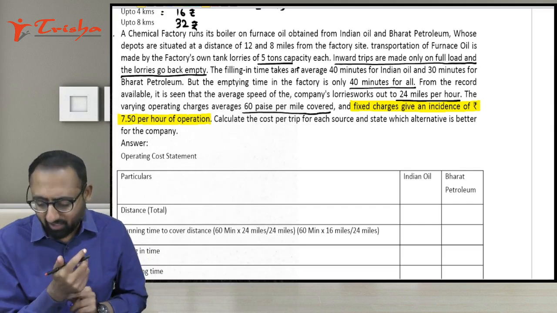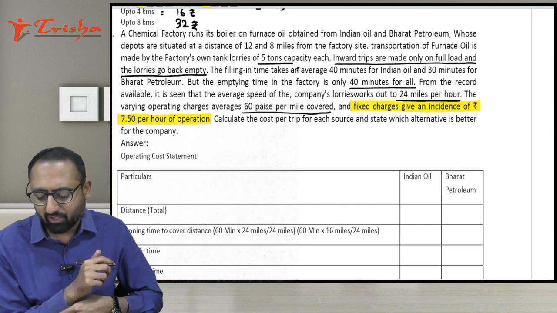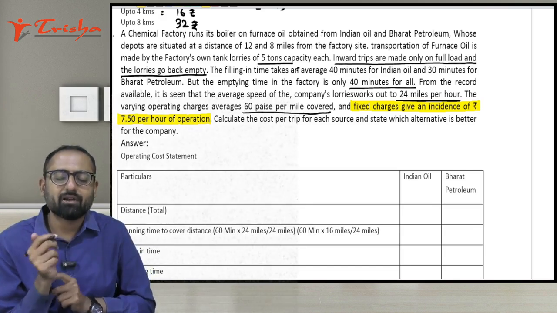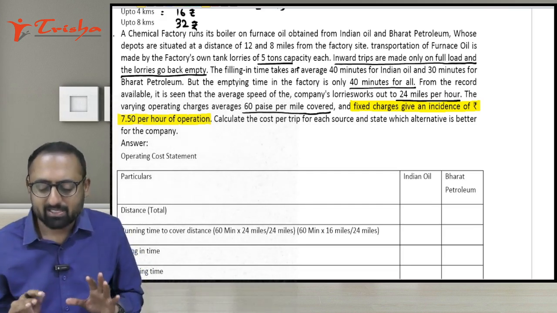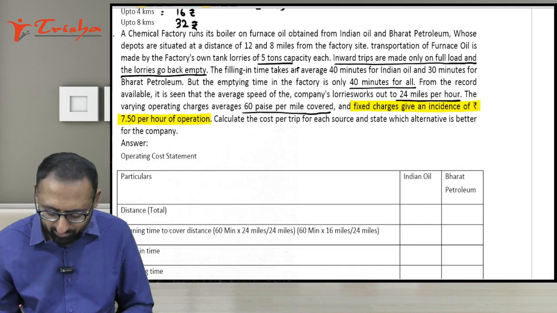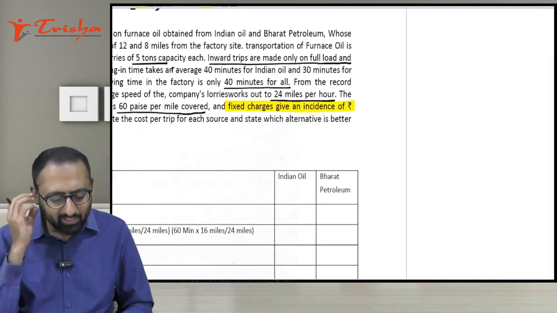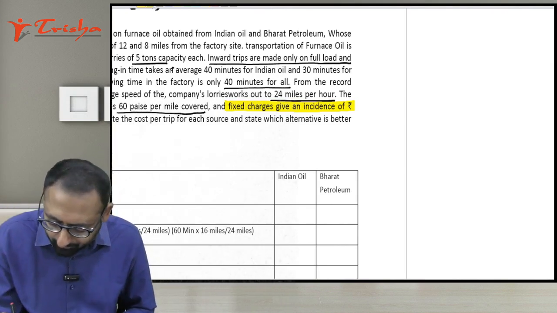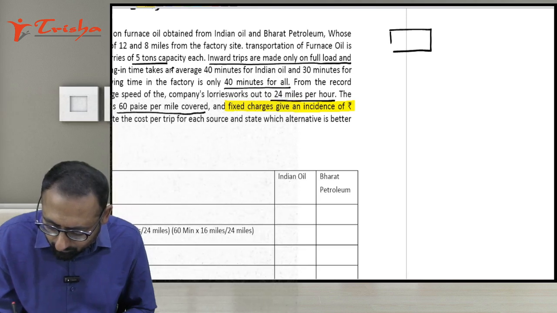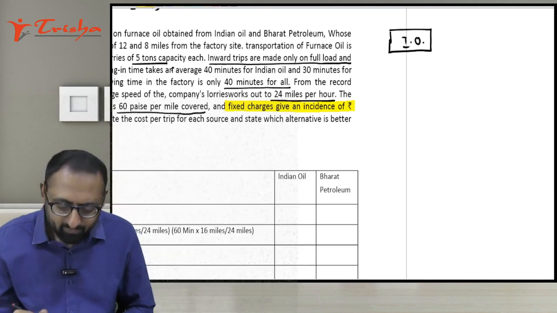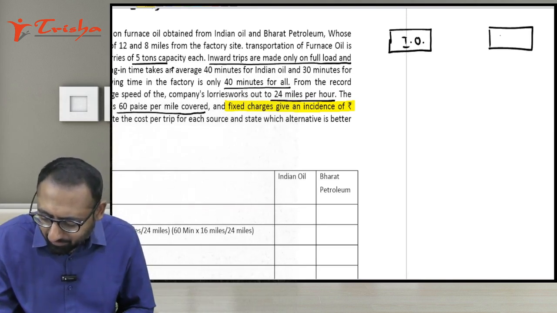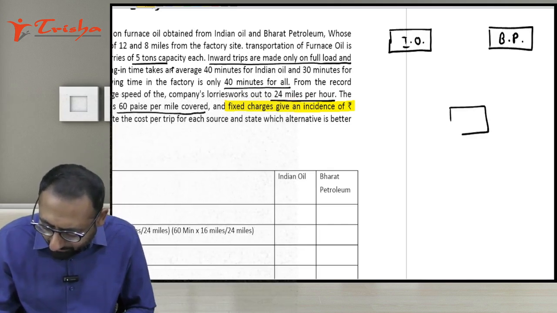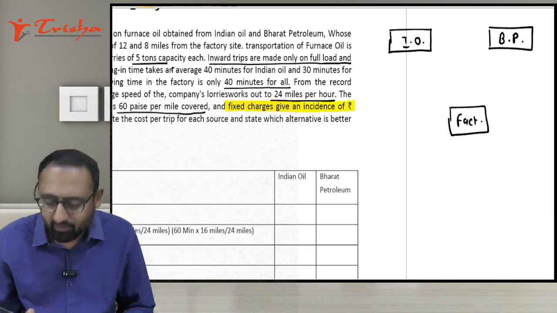Calculate the cost per trip for each source and state which alternative is better to the company. Here you will have to calculate cost per trip. So I will summarize this question. You are obtaining oil from two depots. First is Indian Oil and second is Bharat Petroleum, and you'll go to your factory.